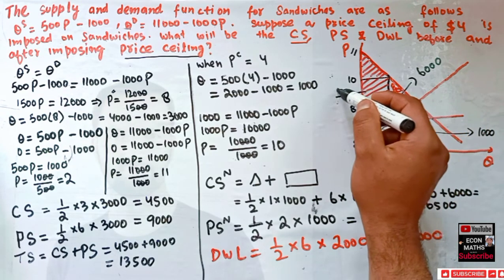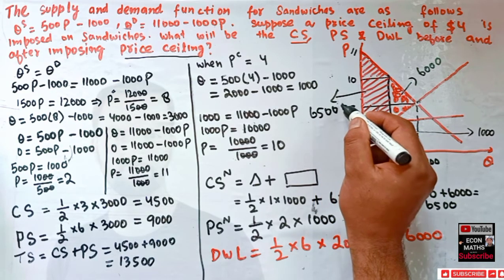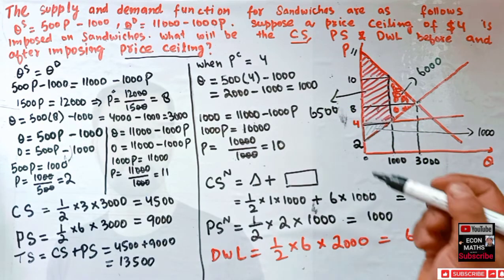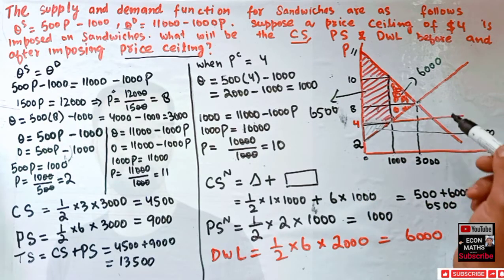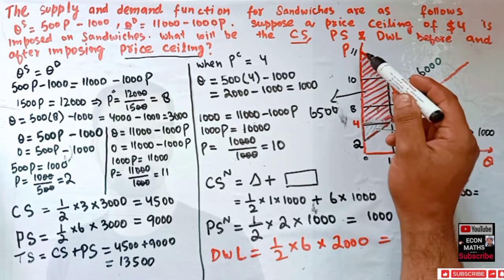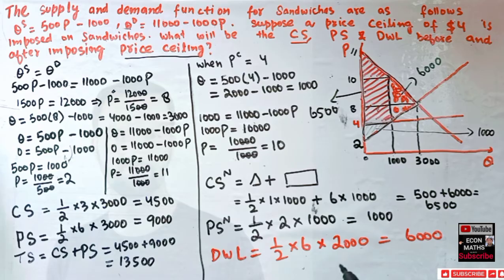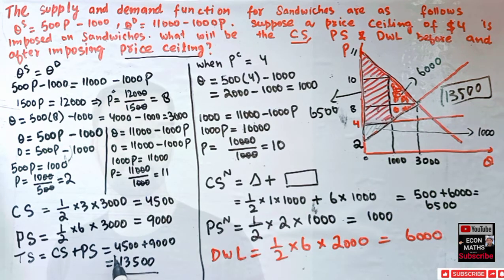And our consumer surplus is 6500. If you add up these things, what will we get? 6000 and 6500 is 12500, and adding 1000 comes out to be 13500. So the area of this whole triangle comes out to be 13500, and we calculated the total surplus as 13500 also before the imposition of the price ceiling. I hope I made myself clear in this video.